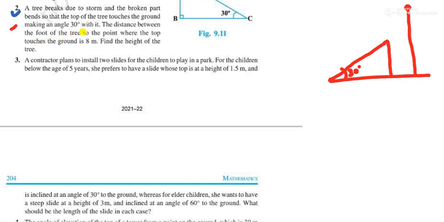The distance between the foot of the tree and the point where the top touches is 8 meters. So this is the foot and it touches here, so this distance is 8 meters. Now find the height of the tree. Height means the complete height, so we need to find both parts, and when we add them we'll get the height of the tree. If theta is here, this is opposite, this is hypotenuse since there is 90 degrees here, and this is adjacent.